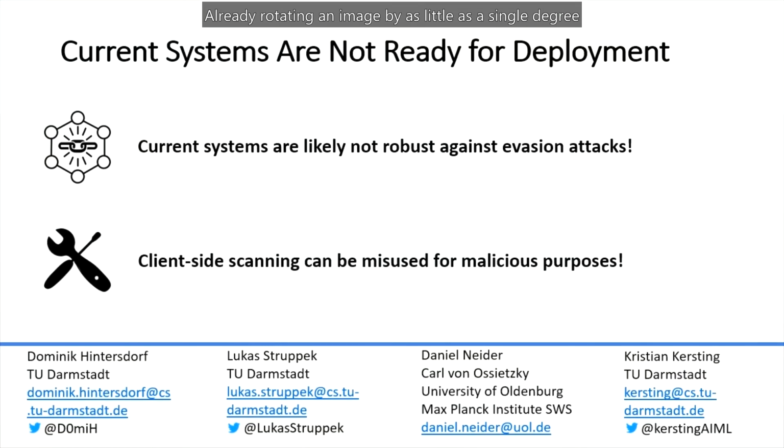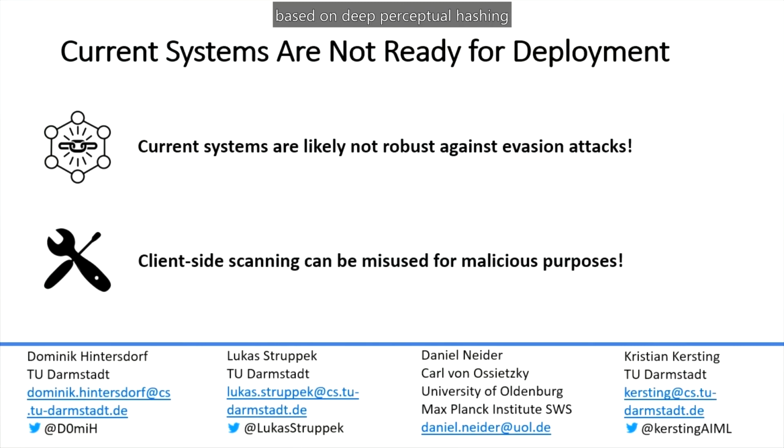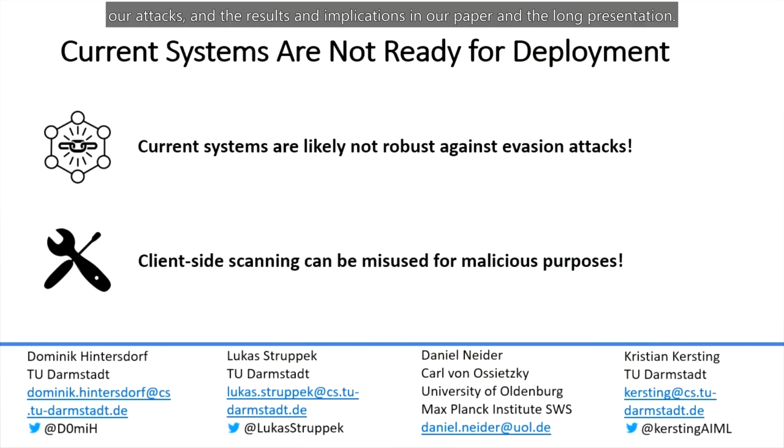Already rotating an image by as little as a single degree changes 5% of the hash bits on average. So illegal material, such as CSAM, could easily be hidden with little effort. Even more, hash collision attacks allow an adversary to frame or monitor innocent people, and therefore the whole system could be abused for malicious purposes. This brings us to the conclusion that current client-side scanning systems based on deep perceptual hashing are not ready for deployment. We provide more details on NeuralHash, our attacks, and the results and implications in our paper in the long presentation.